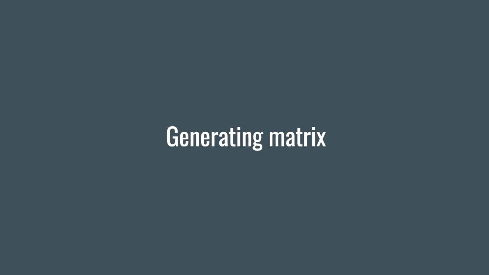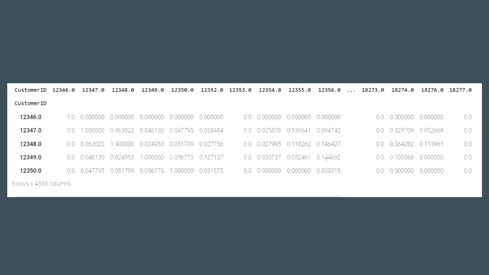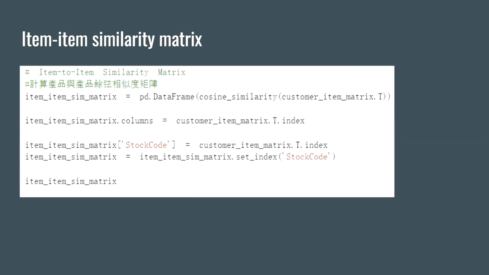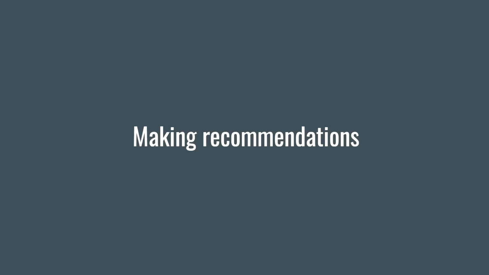Generating matrix. User-user similarity matrix. With this code, we can generate the user-user similarity matrix, which looks like this. Now, we can see the similarity between every customer. Second one is item-item similarity matrix. With this code, we can generate the item-item similarity matrix. Now, we can see the similarity between items. Making recommendation.